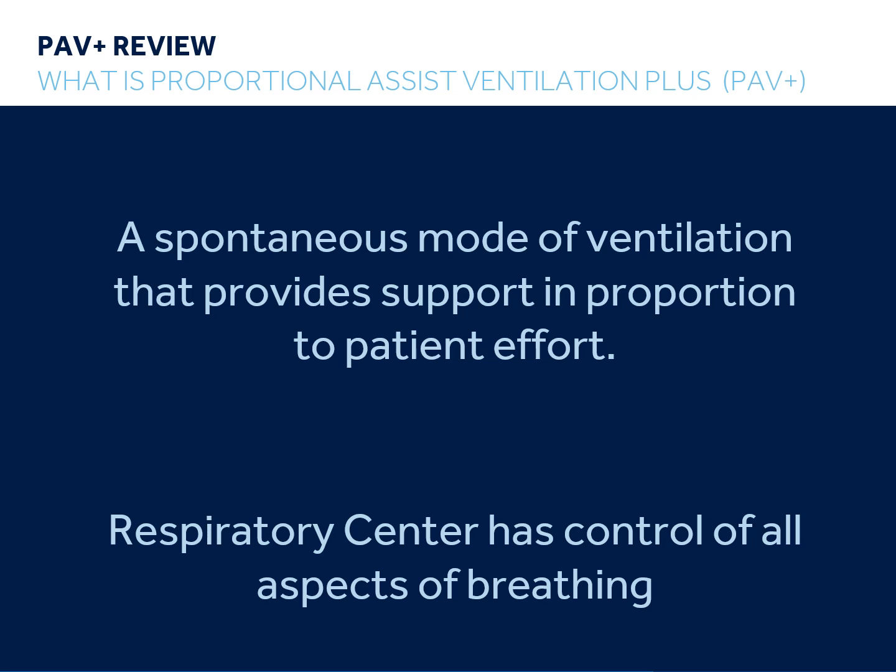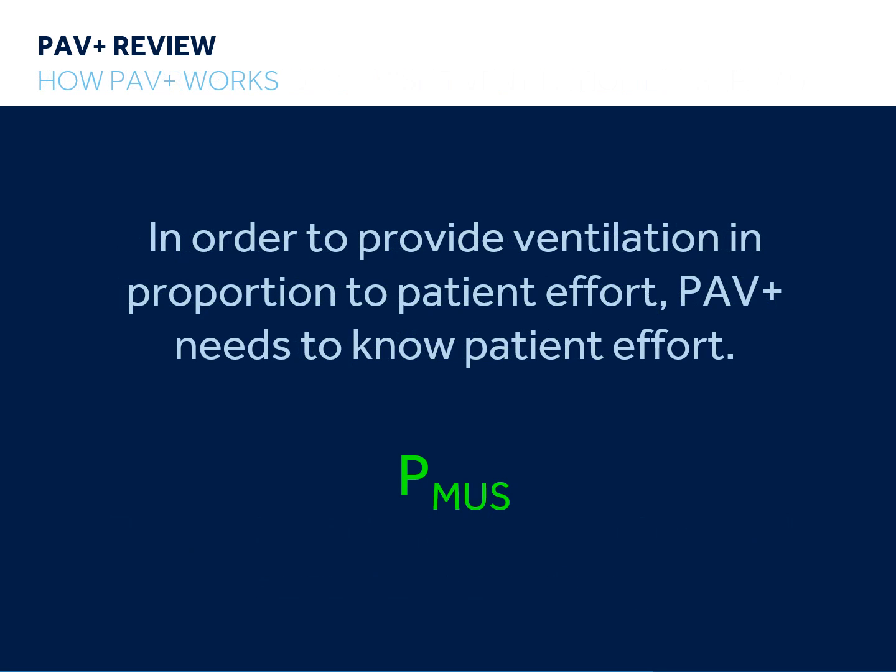Unlike pressure support, with proportional assist ventilation, the patient's respiratory center has full control over all aspects of breathing, such as flow rate, tidal volume, and inspiratory time. In order to provide ventilation in proportion to patient effort, the proportional assist ventilation algorithm needs to be able to calculate the pressure generated by the respiratory muscles, represented here as PMUS.